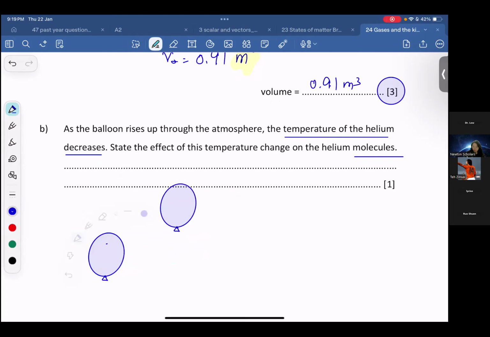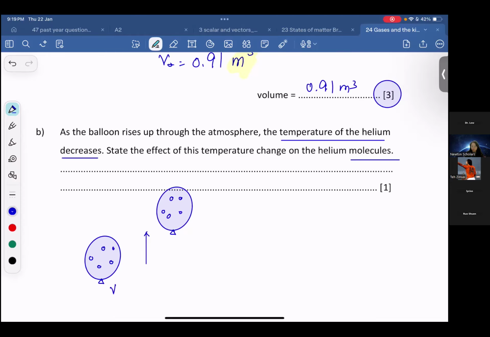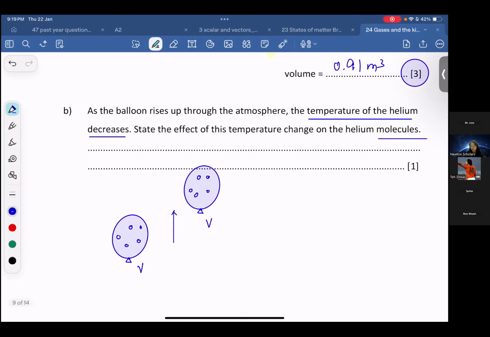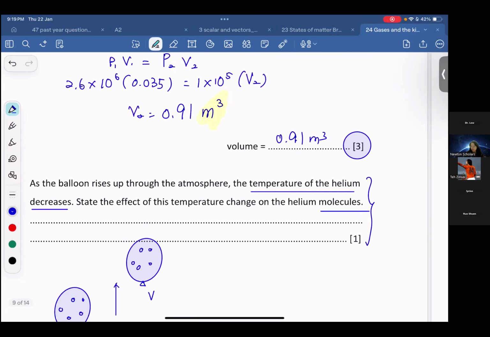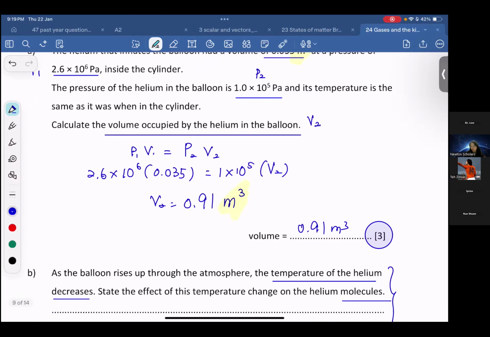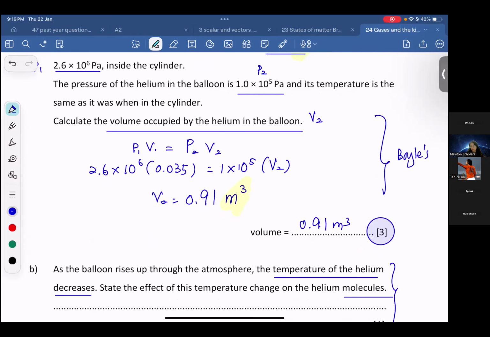Okay, the balloon here. It goes up, okay? From starting to ending it is still the same balloon, it's just letting it rise up. So the volume does not change. In this question, it is not Boyle's law. In this question, yes, this is Boyle's law, because it changed the pressure.